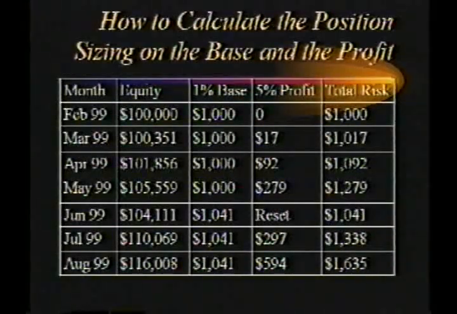June, now suddenly we have a losing month. So our criteria is going to be to reset it. So now what we have is 104,111. So our base is 1% of that, or 1,041. We've reset, so we have no money there. So our total risk now is 1,041. And we keep going now again until we have another losing month. So that's an example of how this might work.